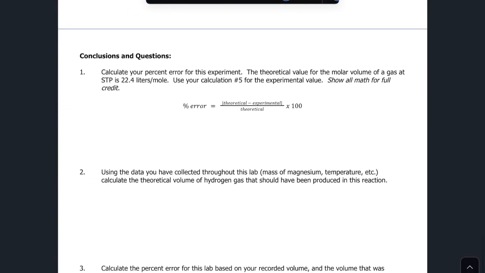So now let's do our conclusions and our questions. Number 1 is asking us to calculate our percent error for the experiment. And what we're going to do first is we're going to use our molar volume of a gas, okay? Now remember, our theoretical is going to be 22.4 liters per mole. So we're going to plug 22.4 in for right here. And then the calculation you just completed on number 5 is going to be our experimental value.